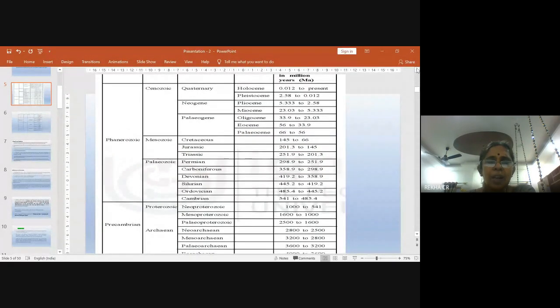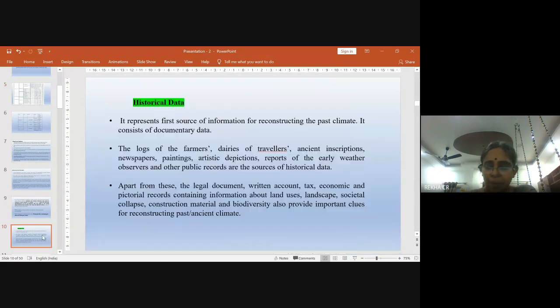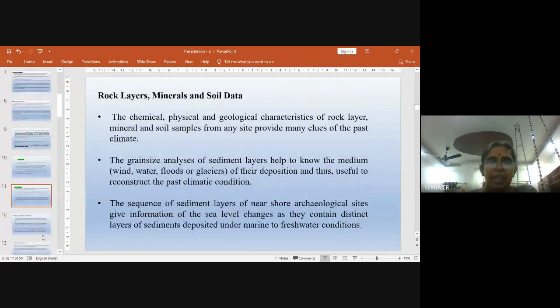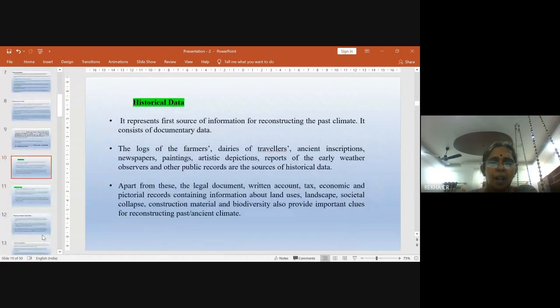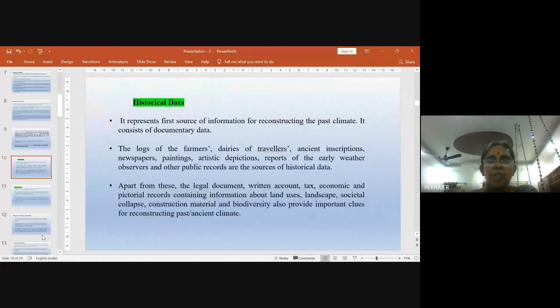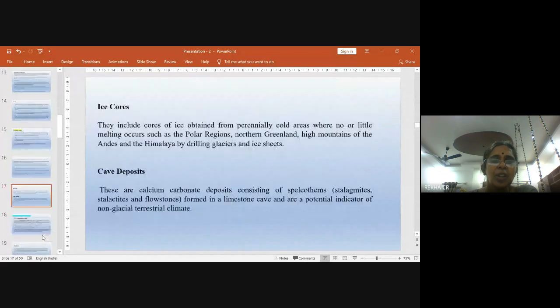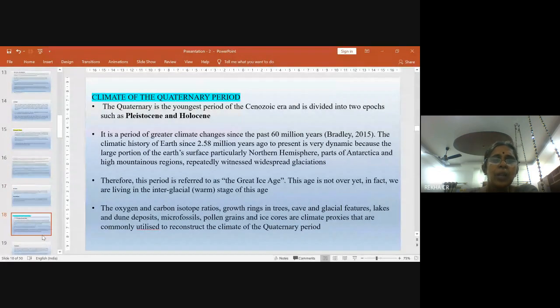The Quaternary period is the youngest, which is divided into two epochs, namely the Holocene and the Pleistocene. So the climate archives include the historical data, archaeological data, and the geological record. So the climate of the Quaternary period is divided into two epochs, namely the Pleistocene and the Holocene.